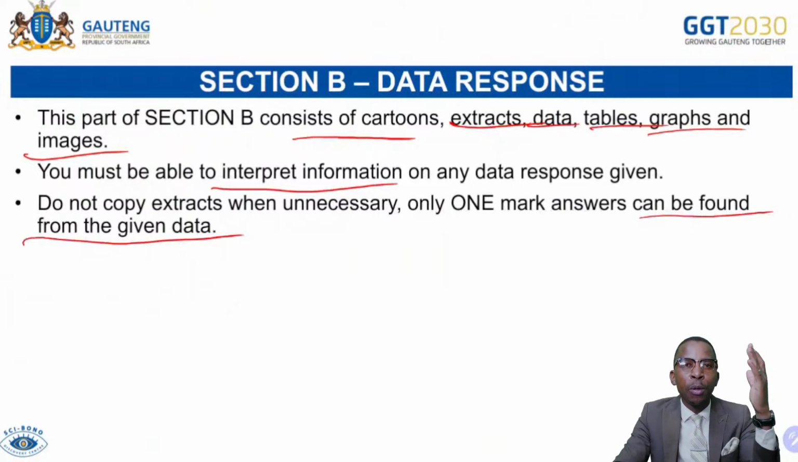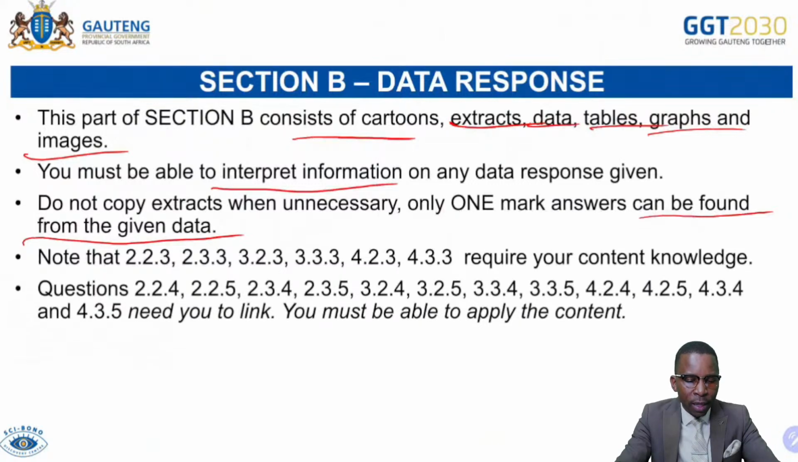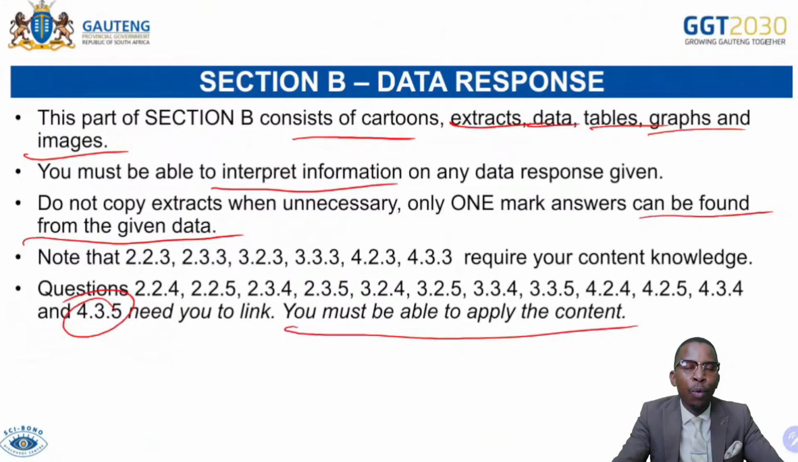For instance, let's say we are talking about question 3, 3.2.3, definition or description. 3.2.4, you apply your knowledge now to the given data or to the given problem. You must be able to link again in 2.3.5. You do the same or you even calculate. So it is important that you improve yourself. Note that 2.2.3 up to 4.3.3 requires your content knowledge, and then questions 2.2.4, 2.2.5 up to 4.3.5 need your link. You must be able to apply the content, or you must be able to calculate in there when you have to calculate in 4.3.5, 3.3.5, etc.